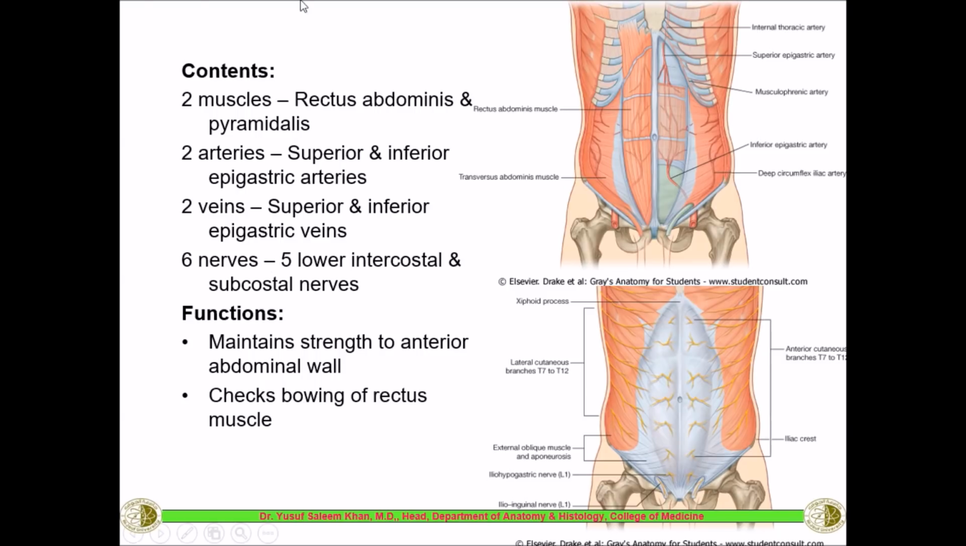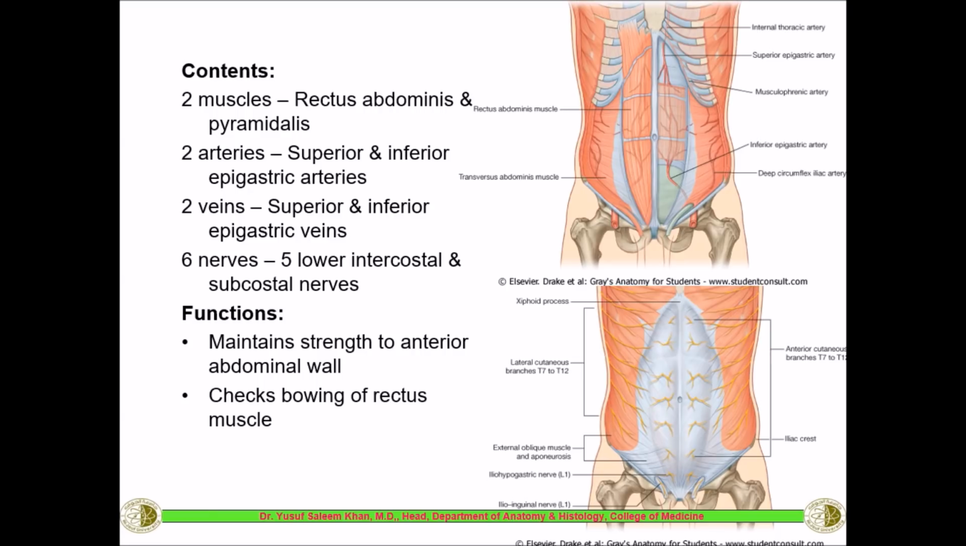So these are some of the contents of the rectus sheath: two muscles, rectus abdominis as well as the pyramidalis; two arteries, superior and inferior epigastric artery; two veins, superior and inferior epigastric vein; as well as the lower 6 thoracic nerves. So what is the main function of this rectus sheath?